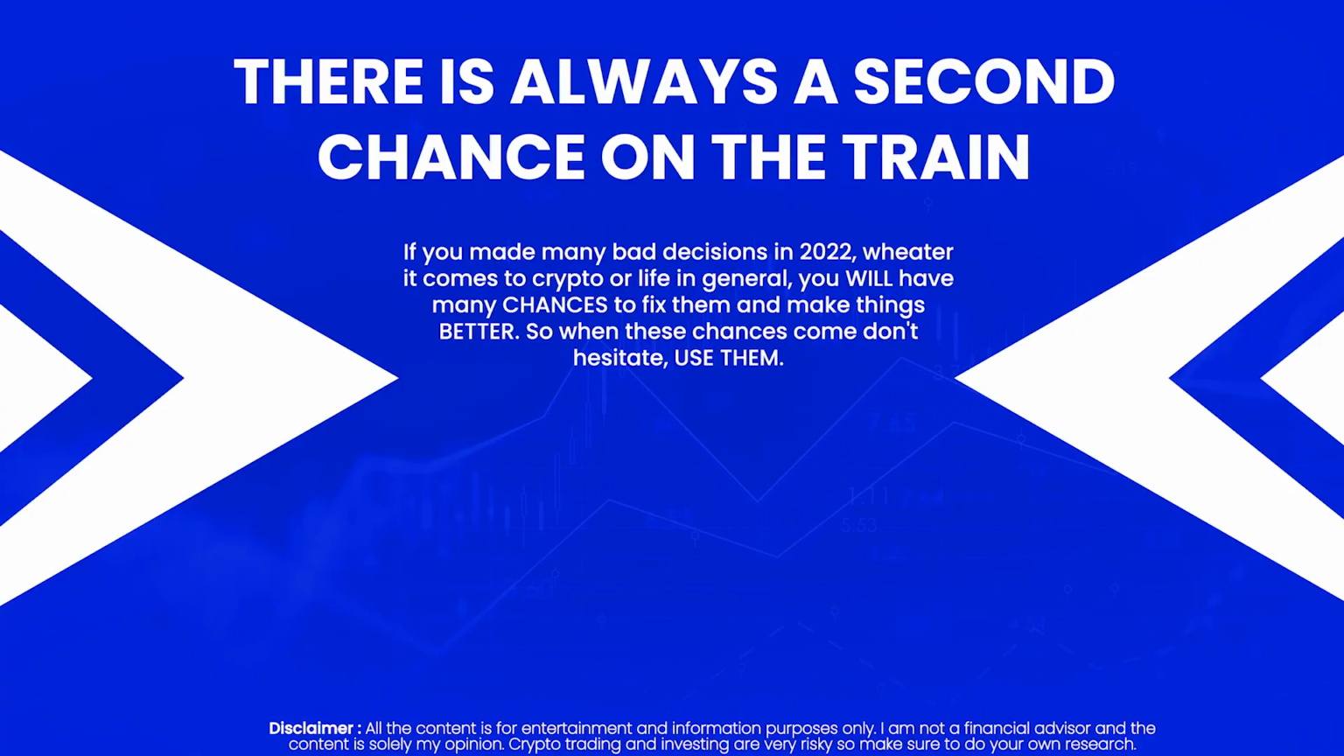There is always a second chance on the train. If you made many bad decisions in 2022, whether it comes to crypto or life in general, you will have many chances to fix them and make things better. So, when these chances come, don't hesitate, use them.